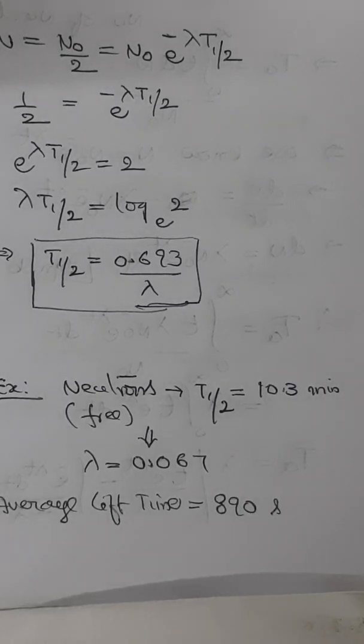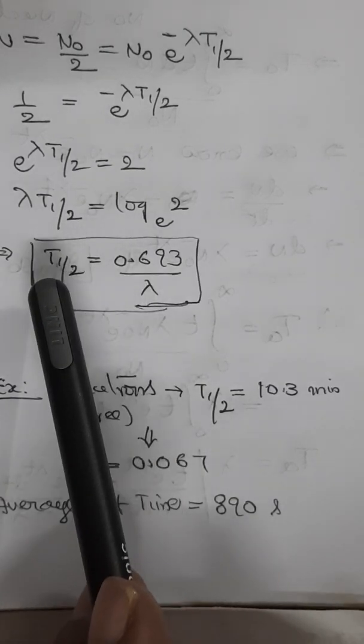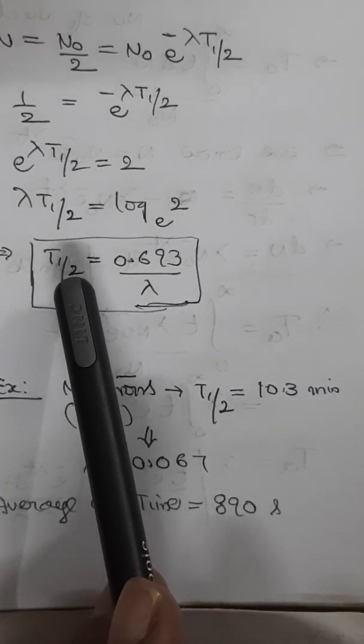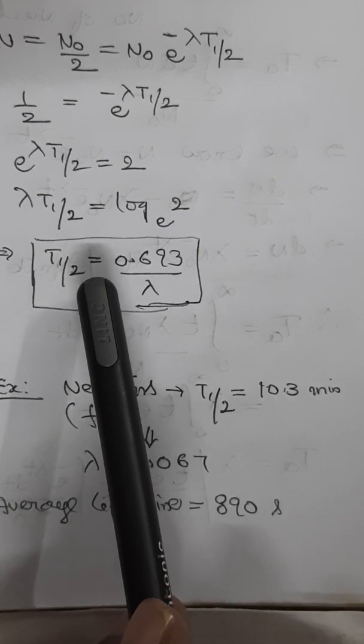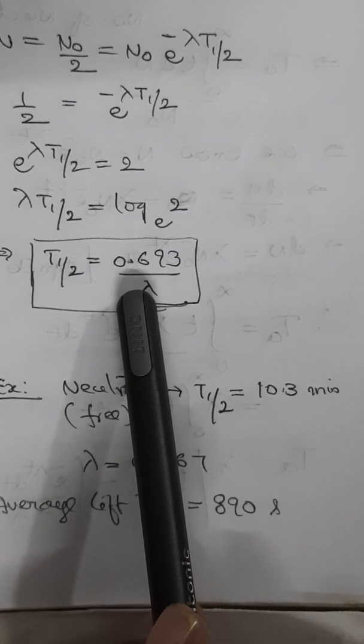Now, if you look at this equation, the half-life period is 0.693 by lambda, where lambda is the decay or disintegration constant. This equation indicates that nuclei with different disintegration or decay constants lambda will have different half-life periods. That means whenever you change the lambda value, you will get a different half-life.